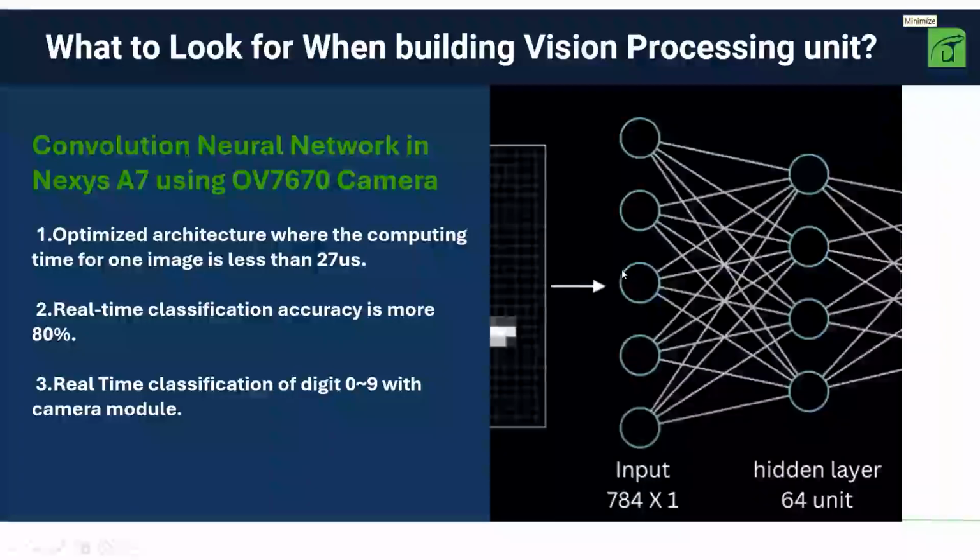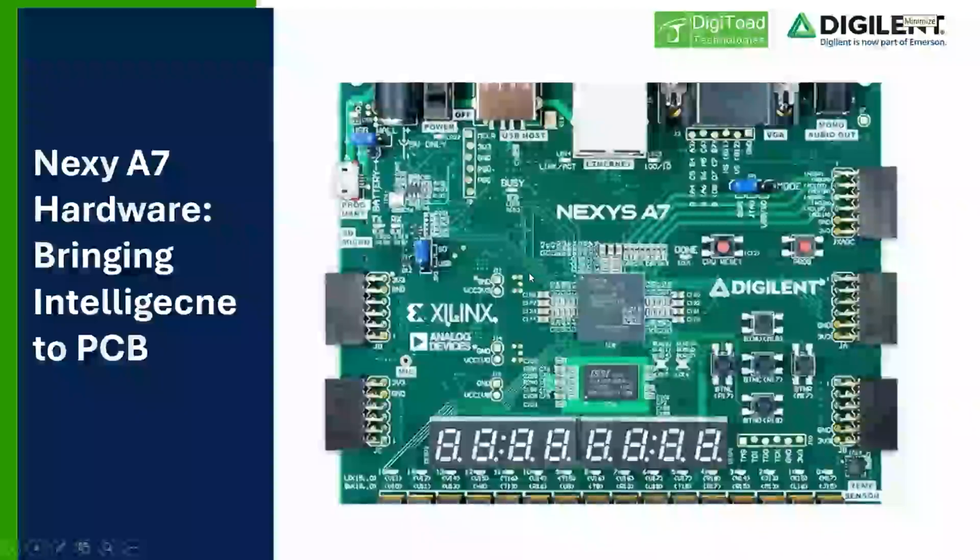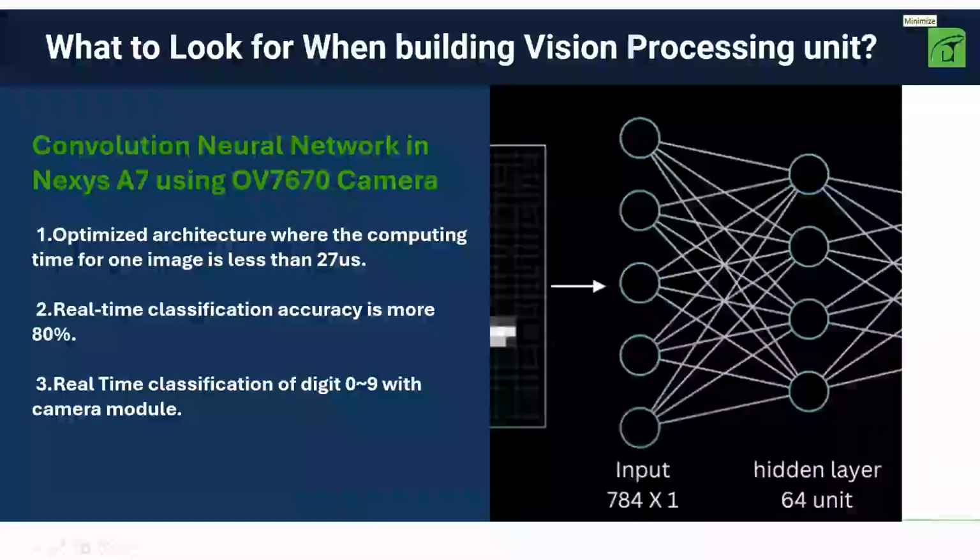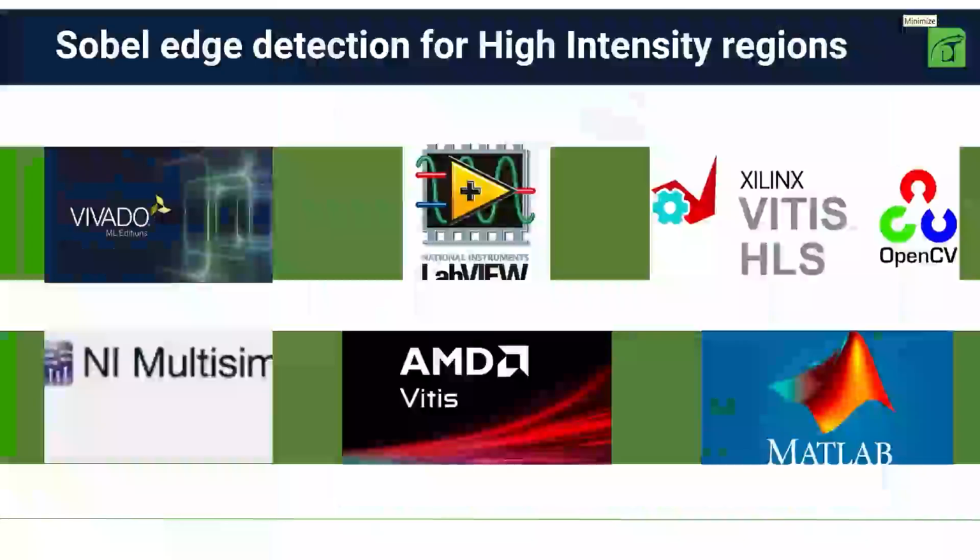This is something we have implemented on Nexys A7 for a convolution neural network. Based on the convolution neural network, we will show you the computing time and frequency, how fast the computing frequency of our board is. These are the tools which we use for our HLS integration, like I said, HLS along with OpenCV and NI MultiSim LabVIEW.